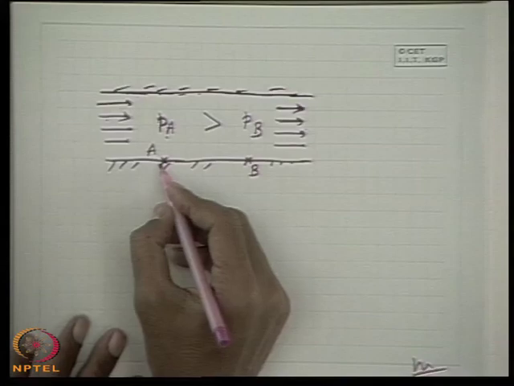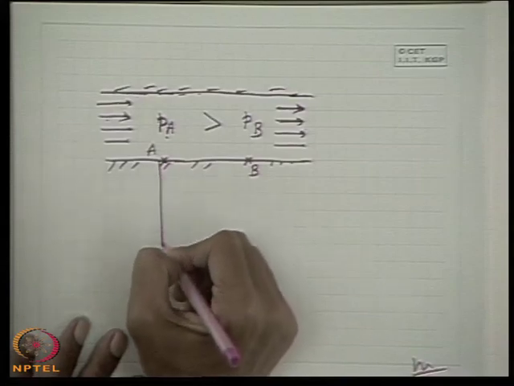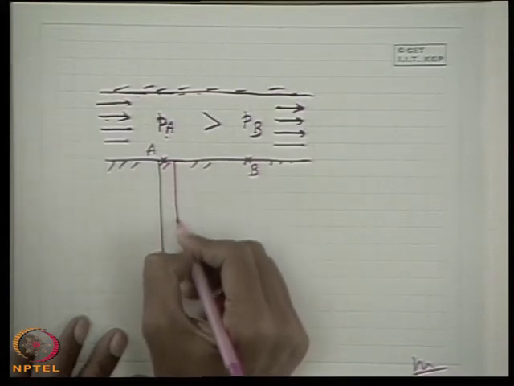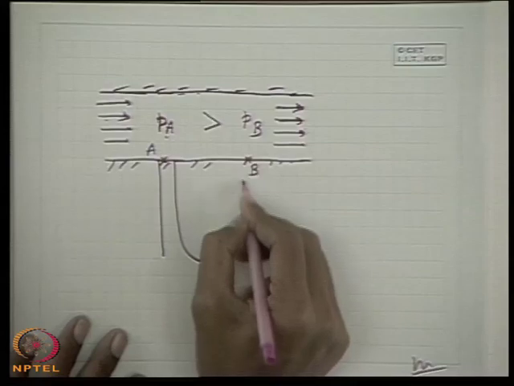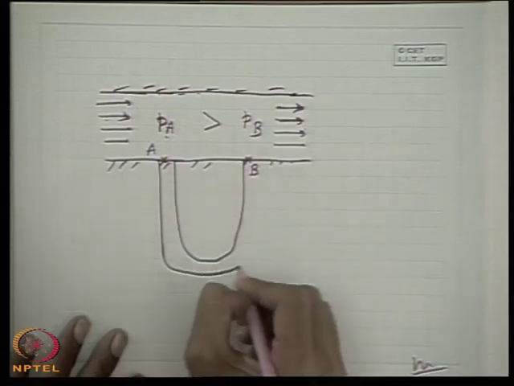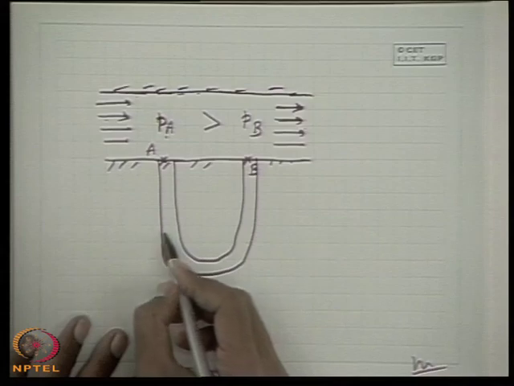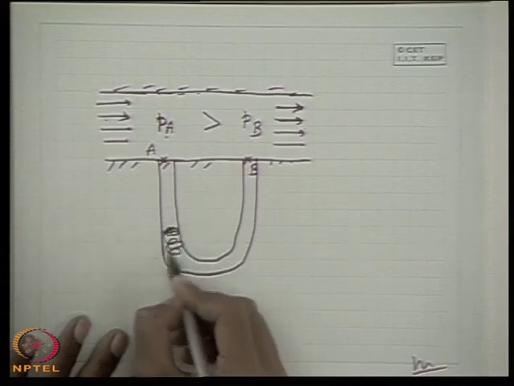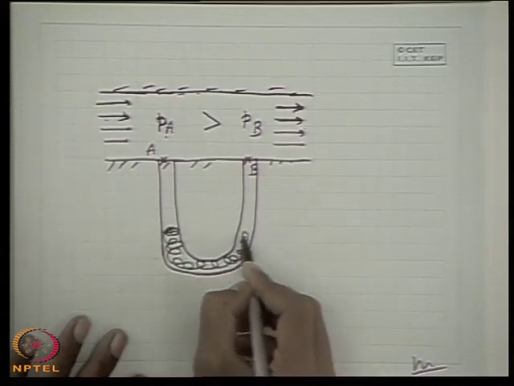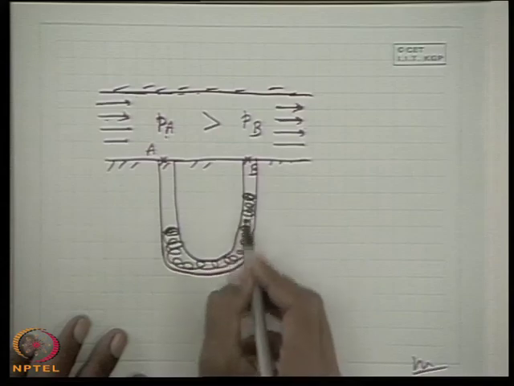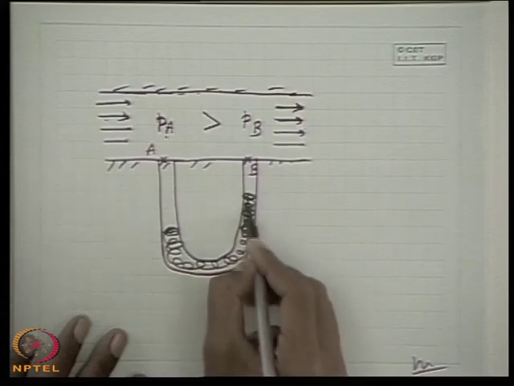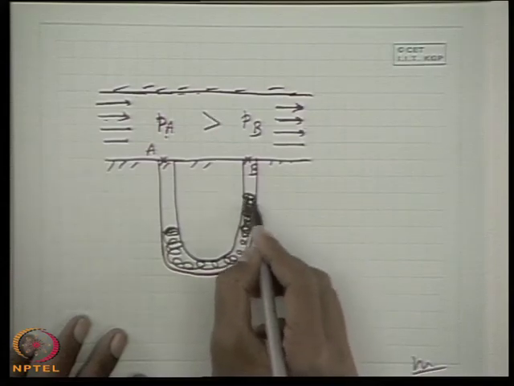So, what is done is we attach a manometer, connecting the two ends between A and B with a manometric fluid. What will happen? We will see a situation like this. This is the manometric fluid.